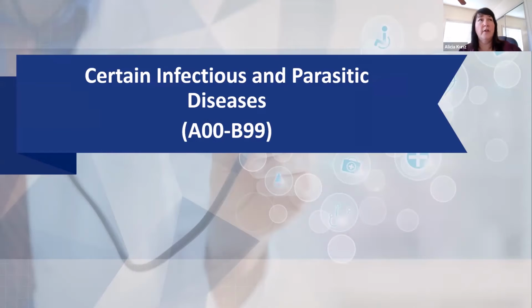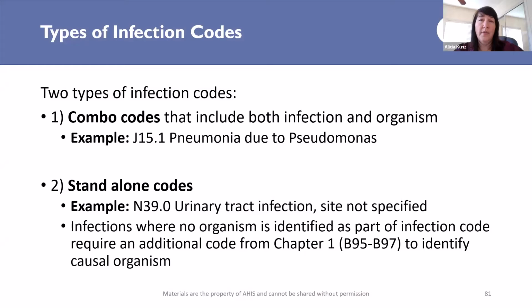So what we've done so far is we've sort of covered the rules for coding, how to look up a code, the importance of supporting documentation. Now we're going to go chapter by chapter over coding changes and things that are important. So we're going to start off with infectious and parasitic diseases. These are your codes from A00 to B99. This is where you're going to find all your infections.